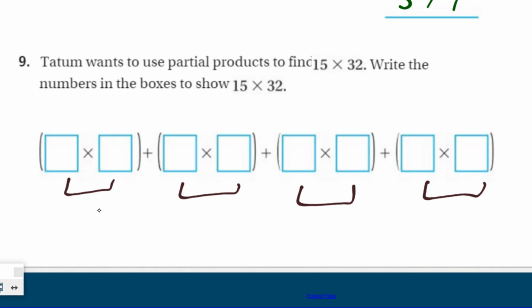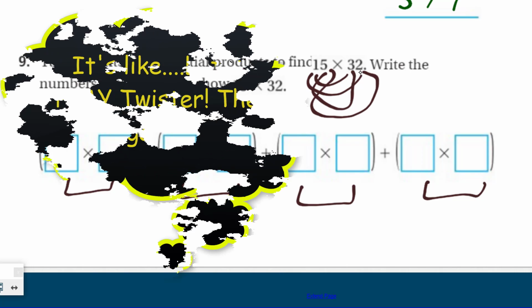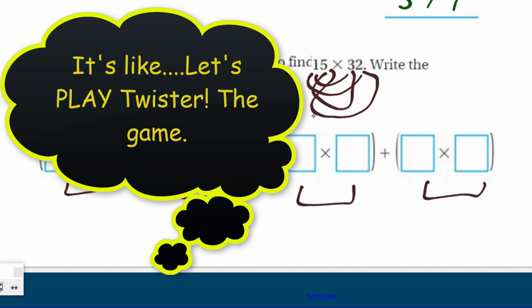Oh, I see. So it's almost like we're saying, look, we need to multiply the 10 from the 15. We need to multiply that 10 with the 30 and also the 10 with the 2. Then we need to multiply the 5 with the 30. And then the 5 with the 2. Was that accurate or what? Okay, so let's do that.